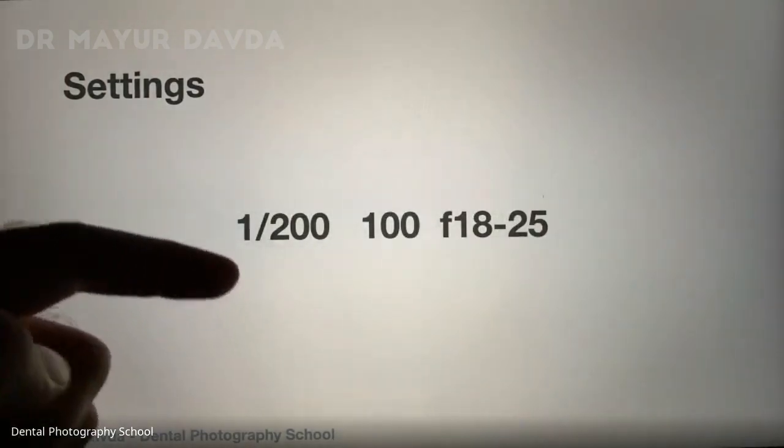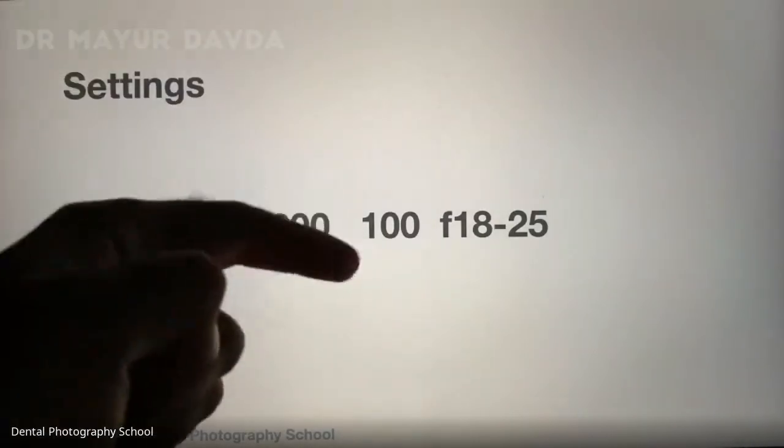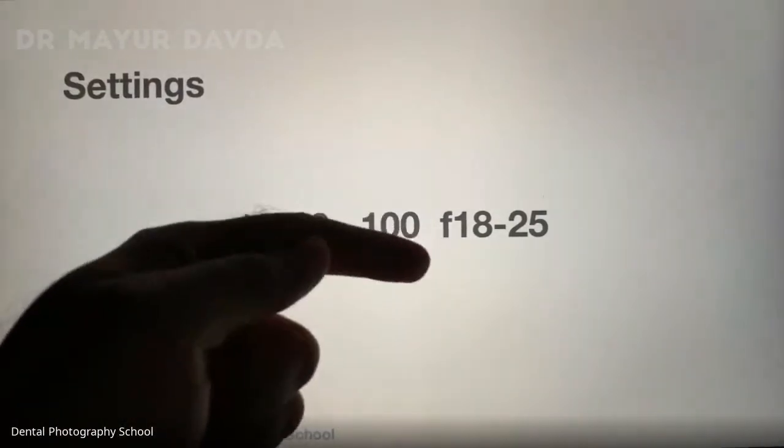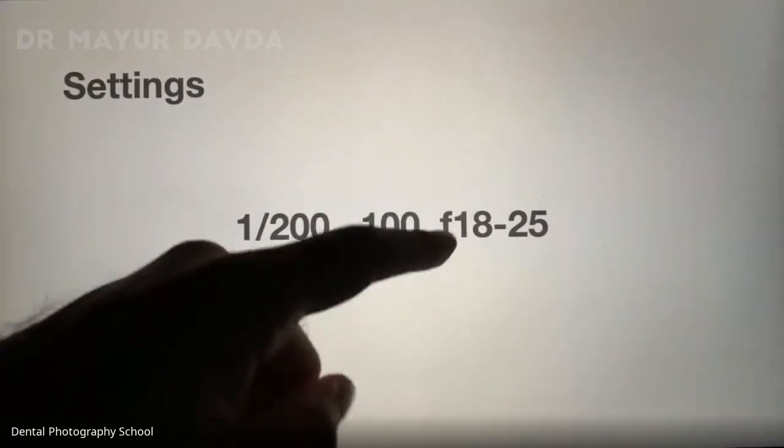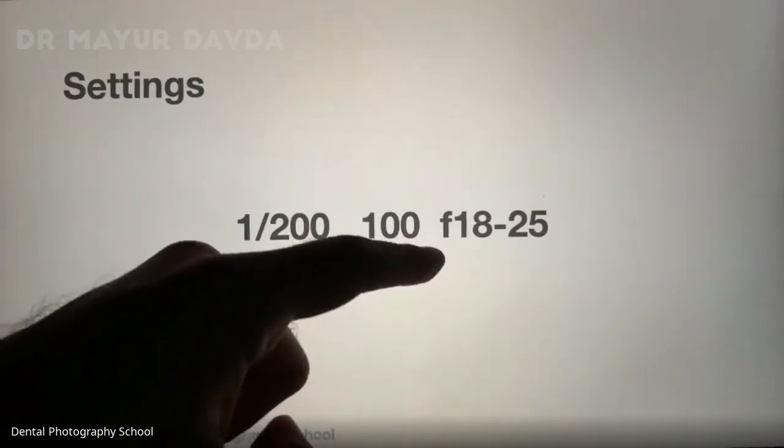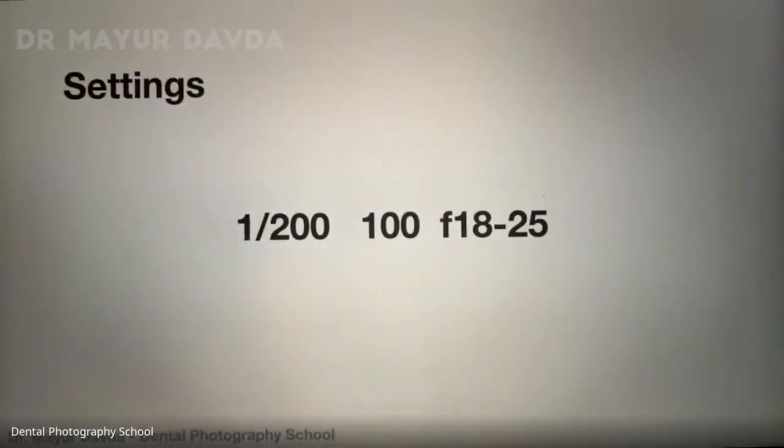But if you're using an inbuilt flash, you have to choose. So the shutter remains the same, the ISO remains the same. But if you're using an inbuilt flash, you keep f18 if you're using a mirror inside the patient's mouth. And if you're not using a mirror and taking a direct shot, you can keep an f of 25. So these small tips are going to really help you, although I could not explain what they are, but they are definitely going to help you.